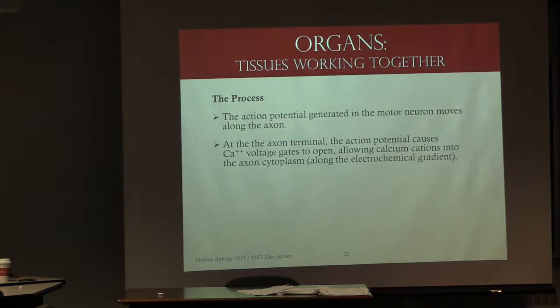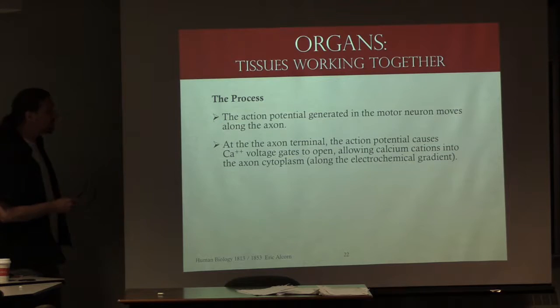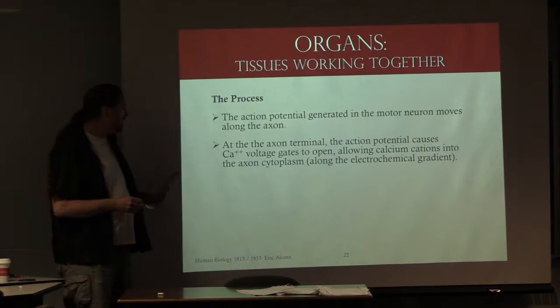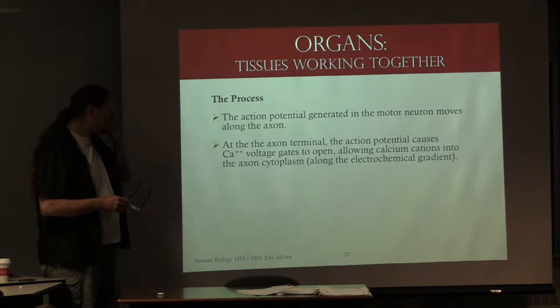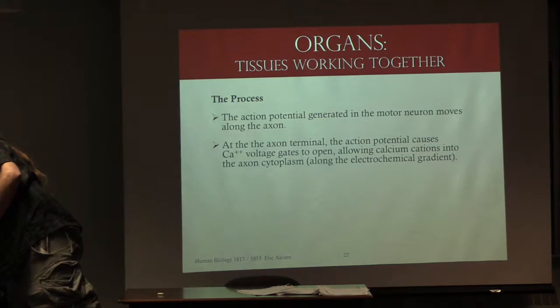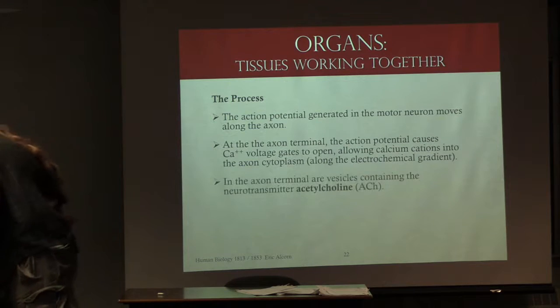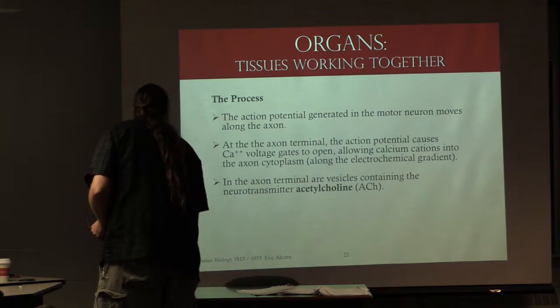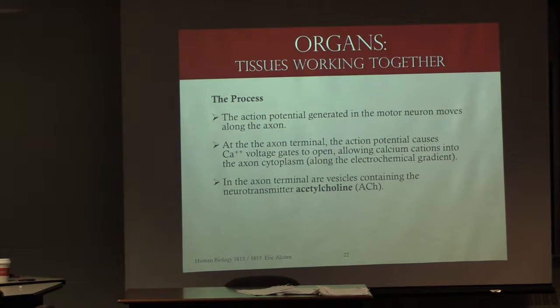So the action potential is generated in the neuron, right? Moves along the axon. So I'm going to draw this. I'm going to have to walk back a bit. So here we have the axon terminus. It doesn't actually look like this, I'm just going to draw it like that.